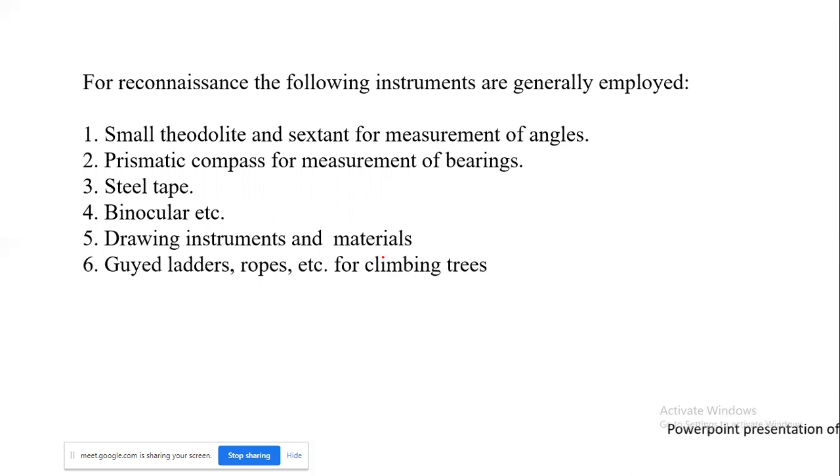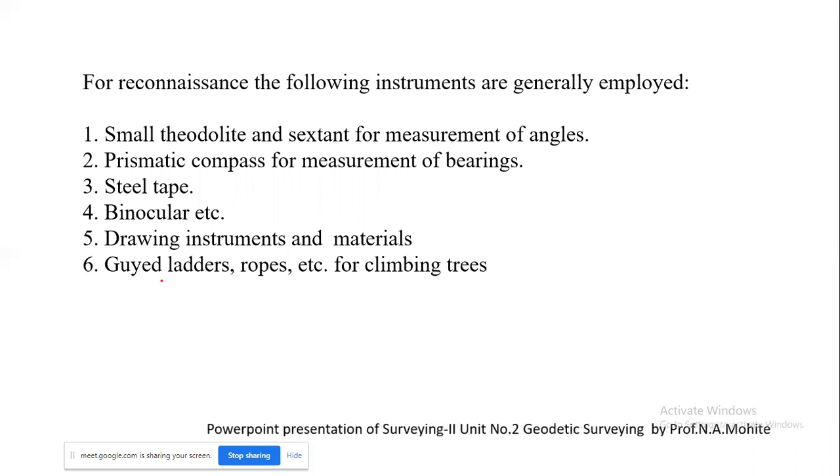Then guide ladders, ropes, etc. for climbing trees. As I told you, you are not going to construct the tower directly first, in order to get the intervisibility of the stations, that is, of the triangulation stations. For that purpose, you are going to use ladders or ropes to climb the trees, so that you can see whether that point is visible from the other.